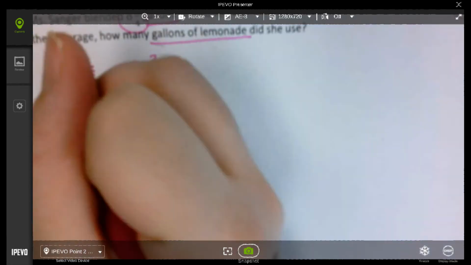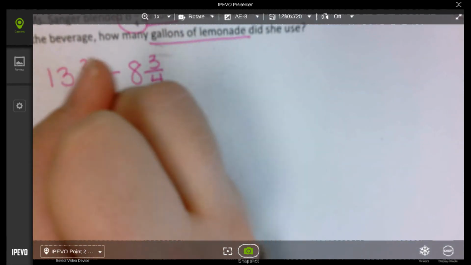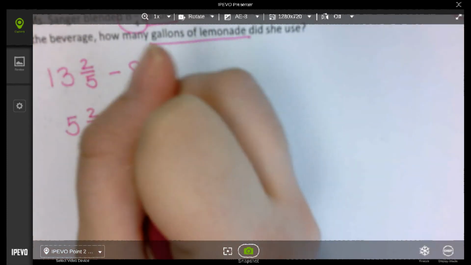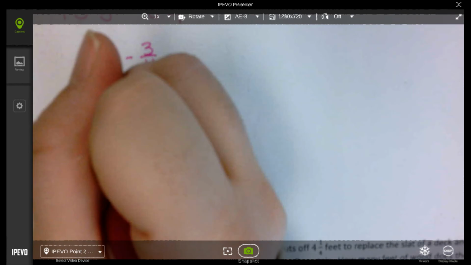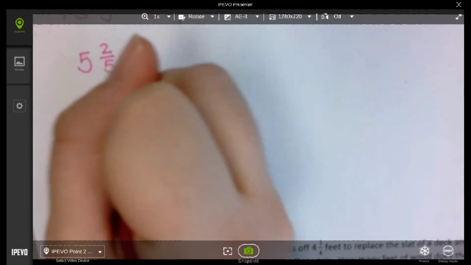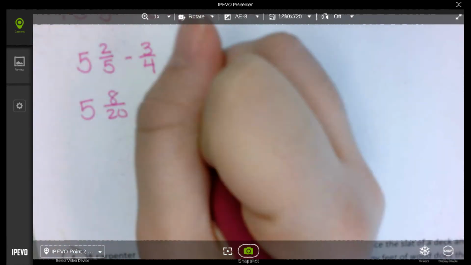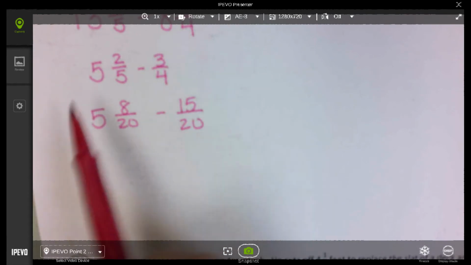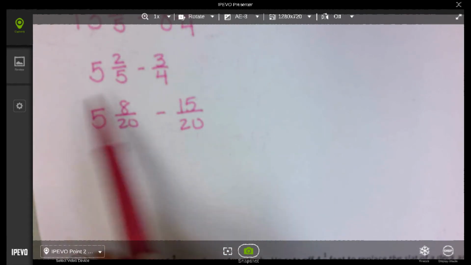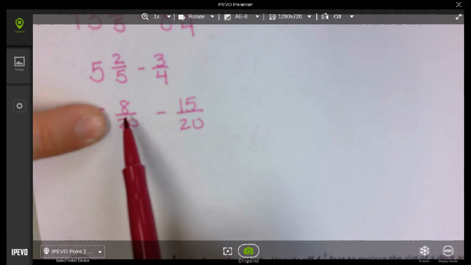All right, so 13 minus 8 is going to be 5, and then 2/5 minus 3/4. And I'm going to find a common denominator, so I'm going to say 5 and something over 20 minus something over 20. This is going to become 8. This is going to become 15. If you've noticed a pattern with this homework, every time this term's going to be smaller. Well, not the term, but the fraction part.